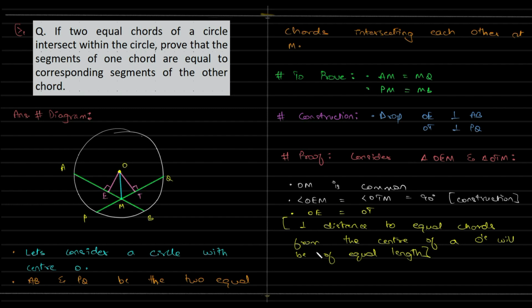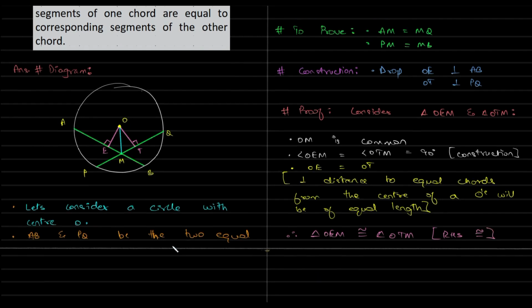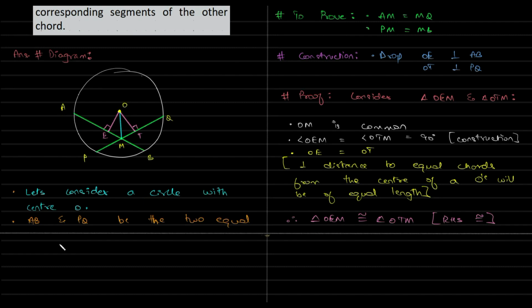Now with this in mind, what can we conclude? Therefore triangle OEM is congruent to triangle OTM. How can we tell this? With the help of RHS, is it not? Right angle, this is our hypotenuse OM, and this is our side, with the help of RHS congruency. So how will this help? Well, this will help us to prove that EM is equal to MT. That's nothing but your CPCT. Okay, so EM is equal to MT.